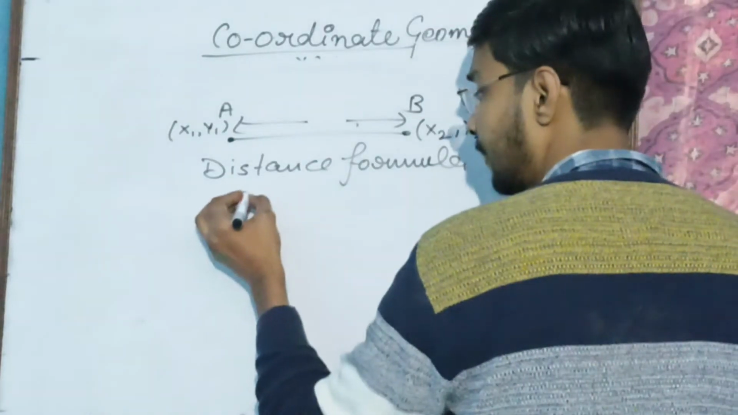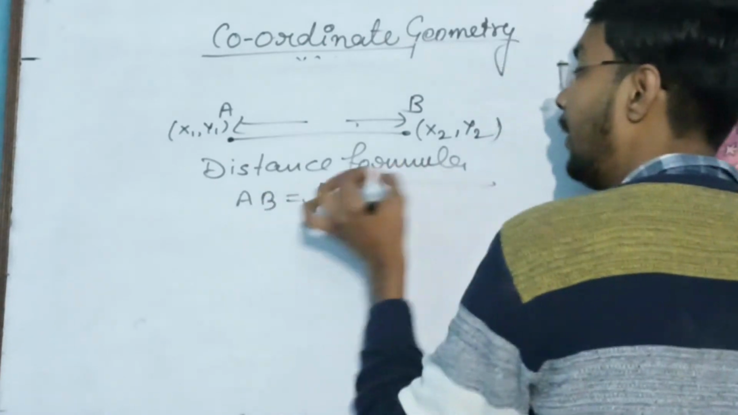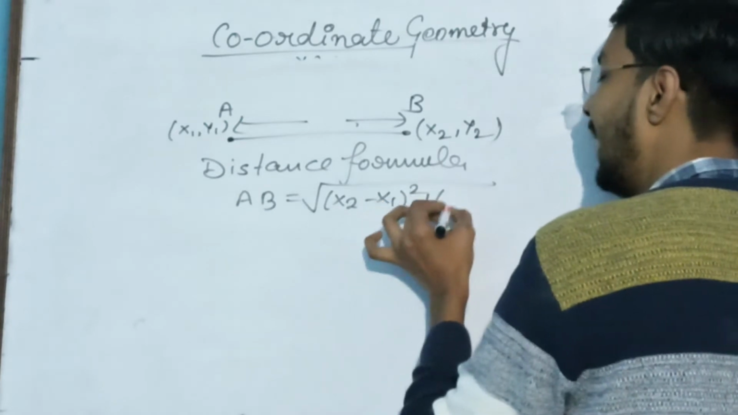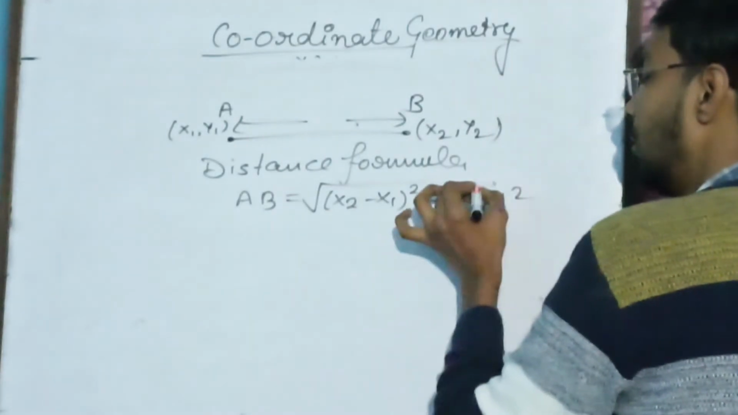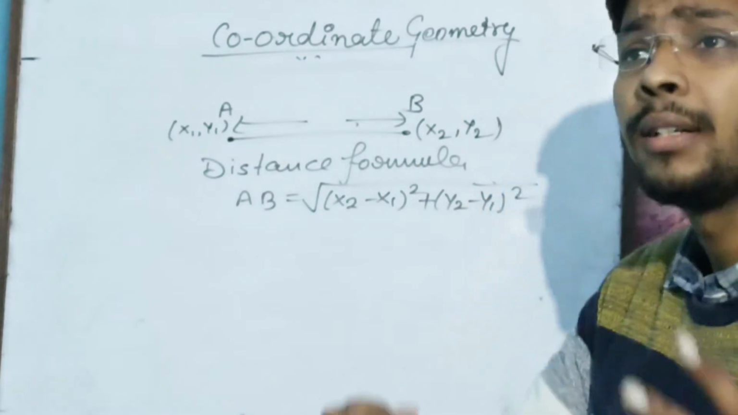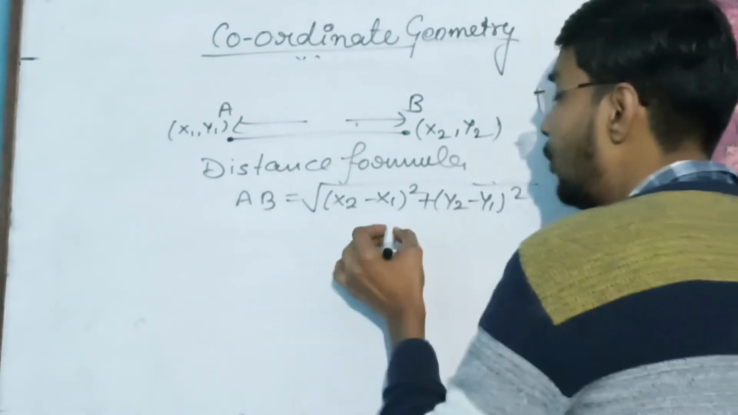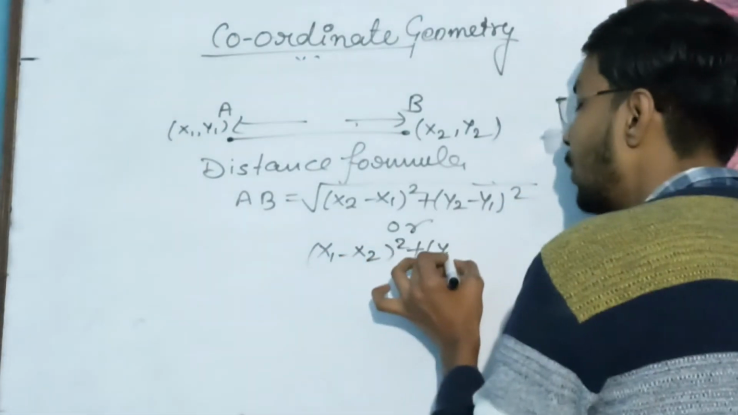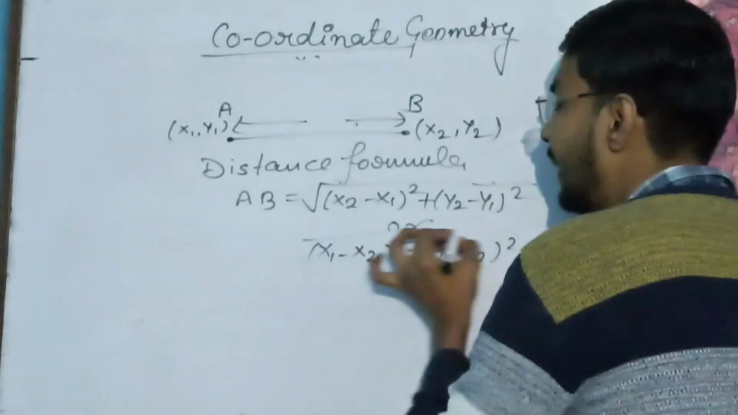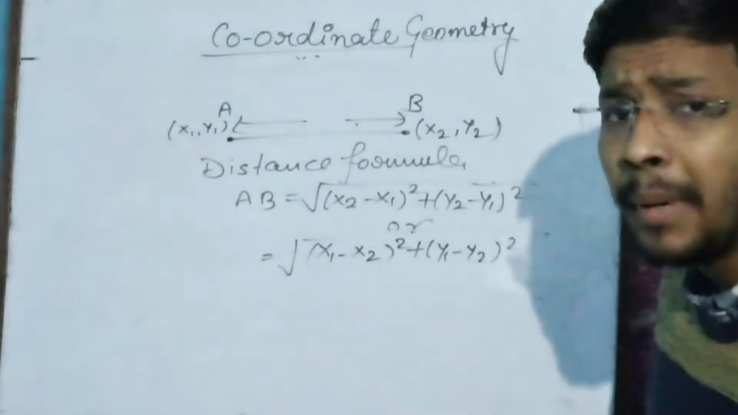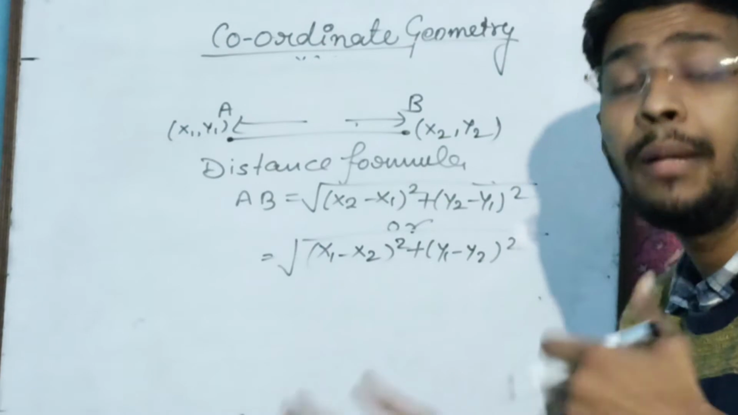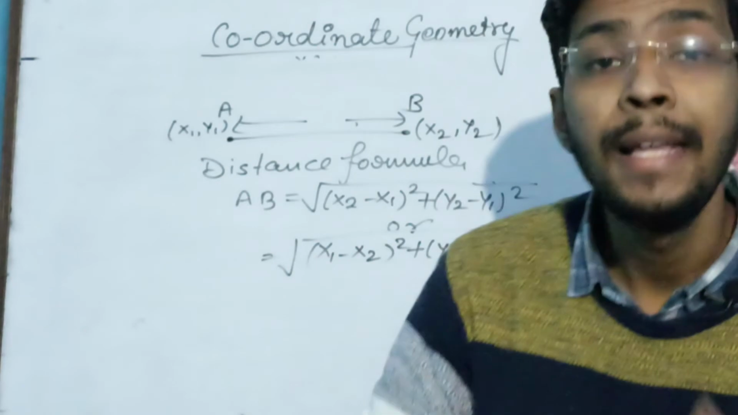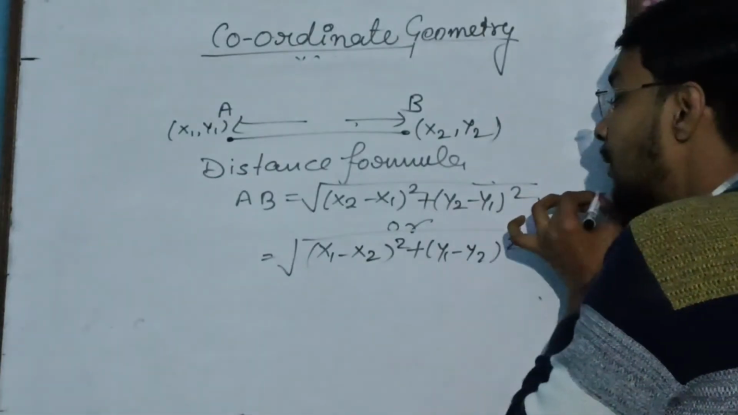The distance formula can be written as AB equals the square root of (x2 minus x1) whole squared plus (y2 minus y1) whole squared. Sometimes we have difficulty whether it should be (x1 minus x2) whole squared or (y1 minus y2) whole squared. You can write it in this form also, because it doesn't matter if the value after subtracting comes out negative: when it is squared, the answer will be the same whichever form you apply.